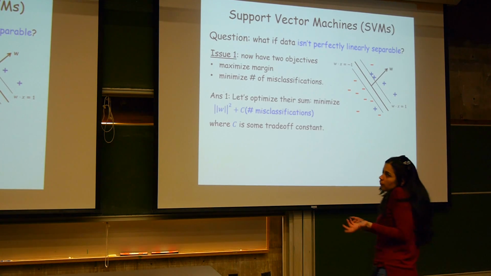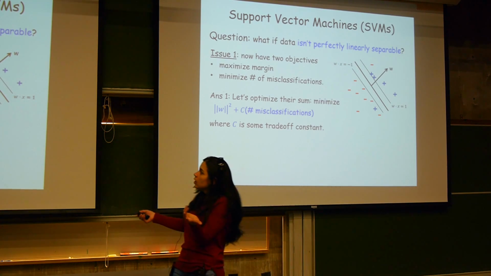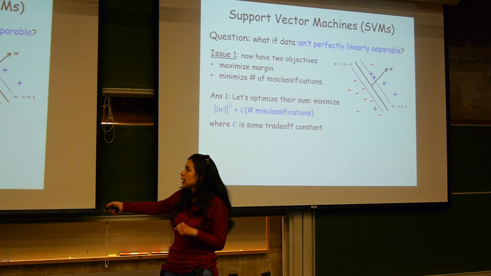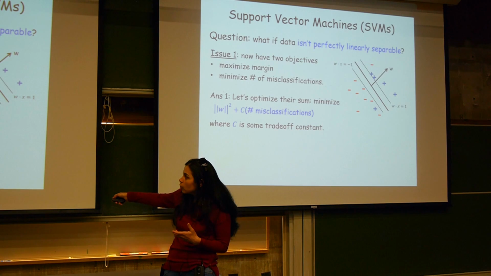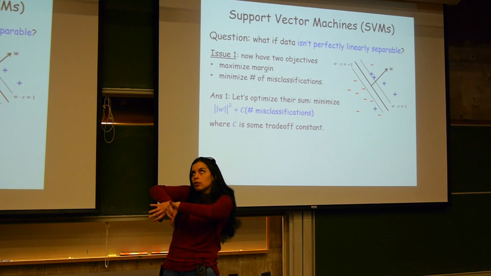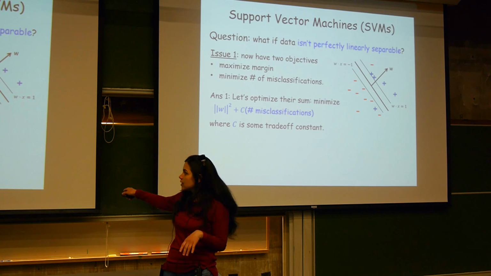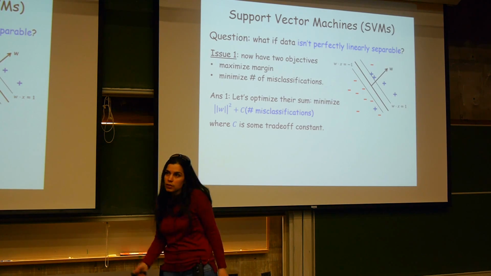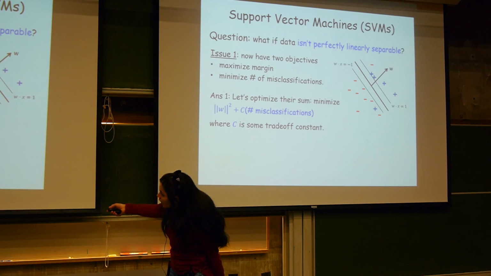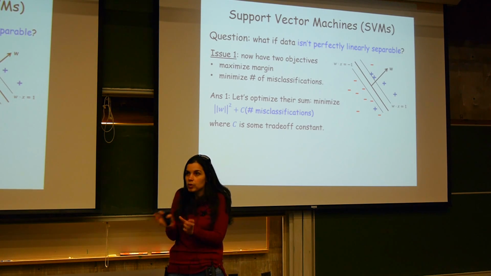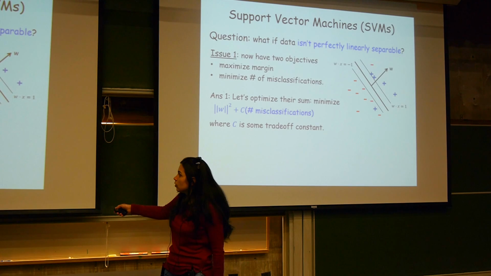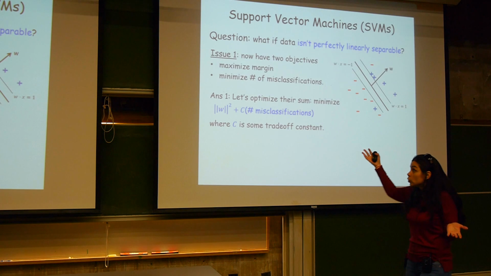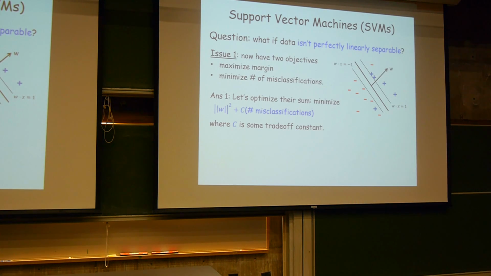The typical way to trade it off is to minimize the sum of these two objectives, weighing them somehow. Here I can have a trade-off constant that trades off between these two potentially complementary goals. One is to maximize the margin, and the other is to minimize the number of misclassifications. They could be contradictory goals, so I can just add both of them into the optimization problem as a sum, weighted by a trade-off constant. I claim that's probably what we would want to do in this case. It's a natural extension.